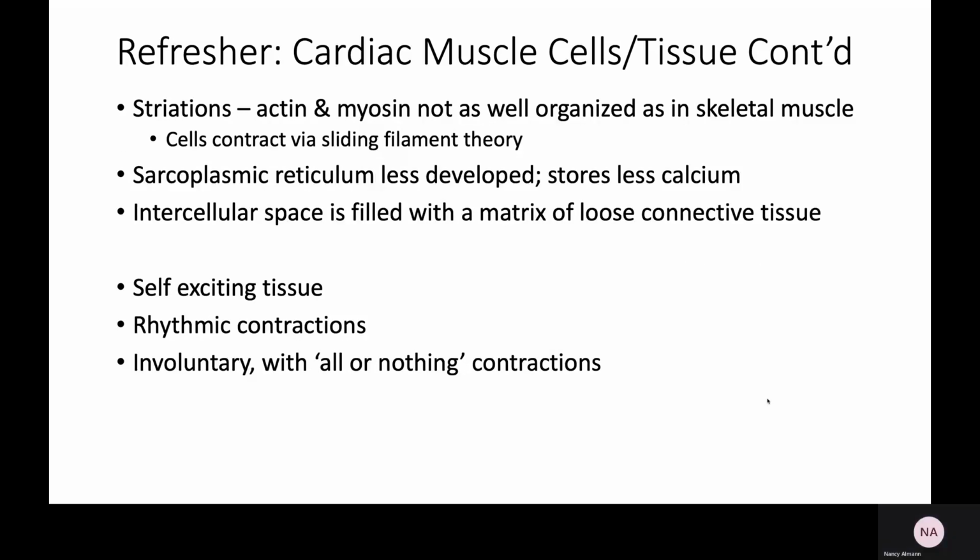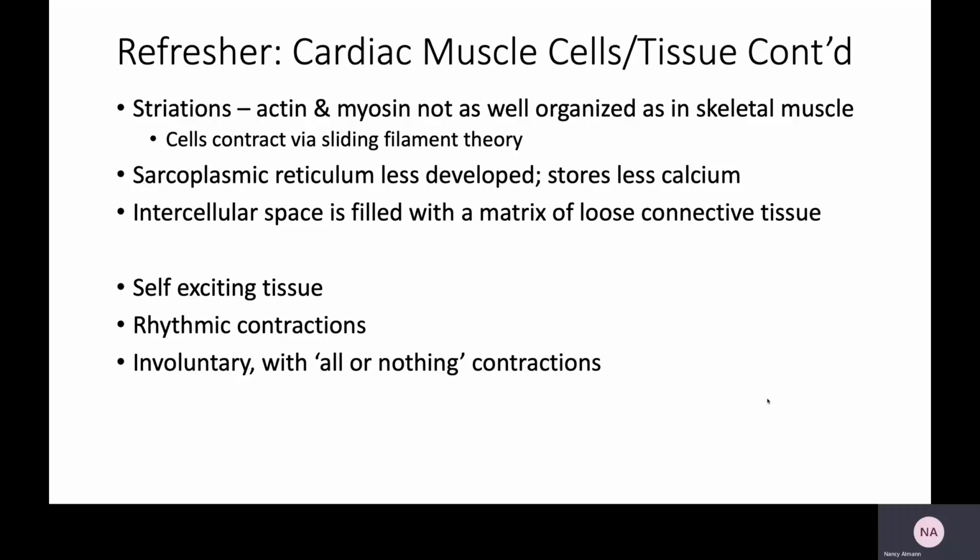So we remember there are striations in the cells. The actin and myosin in cardiac muscle cells is not as well organized as you'll see it in skeletal muscles, although they do believe that these cells are going to contract by the sliding filament theory because of the fact that there is actin and myosin that are arranged somewhat like what you see in skeletal muscle. The sarcoplasmic reticulum is going to be less developed and is going to store less calcium, and the intercellular space is going to be filled with loose connective tissue. That's going to be loose areolar connective tissue.